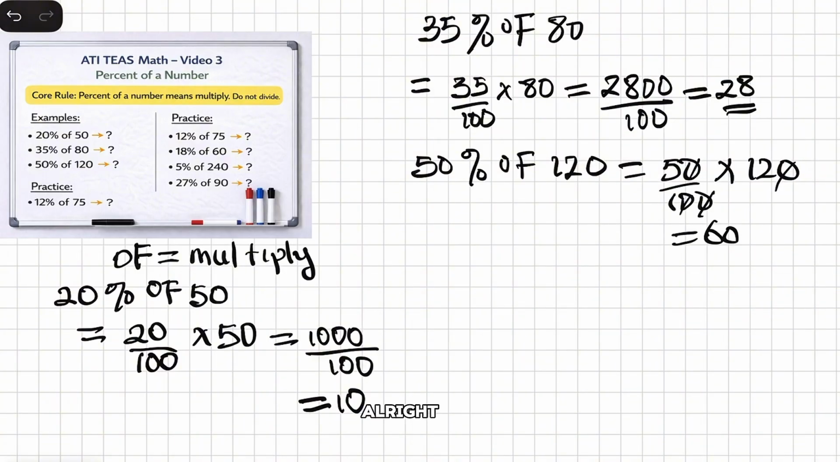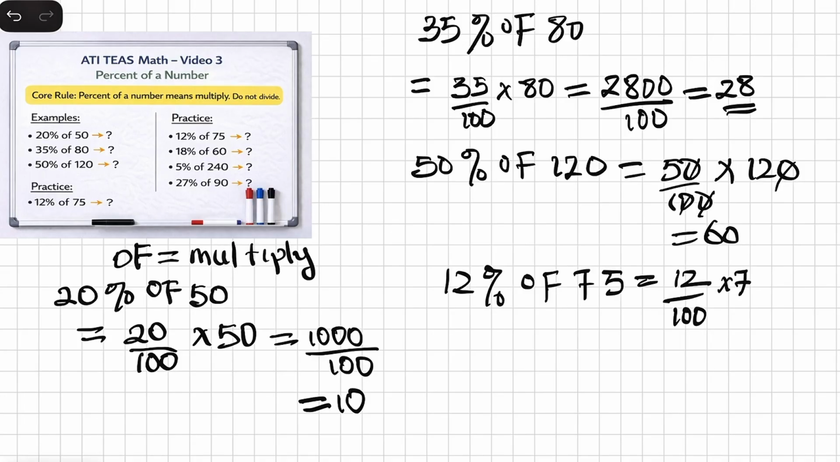All right. Now, these are some practice questions. We have 12% of 75. I will solve one and you will solve the other ones. In fact, I will solve two. 12% of 75 is equal to 12 over 100 times 75. Let me show you guys, you don't need a calculator to do this, right?